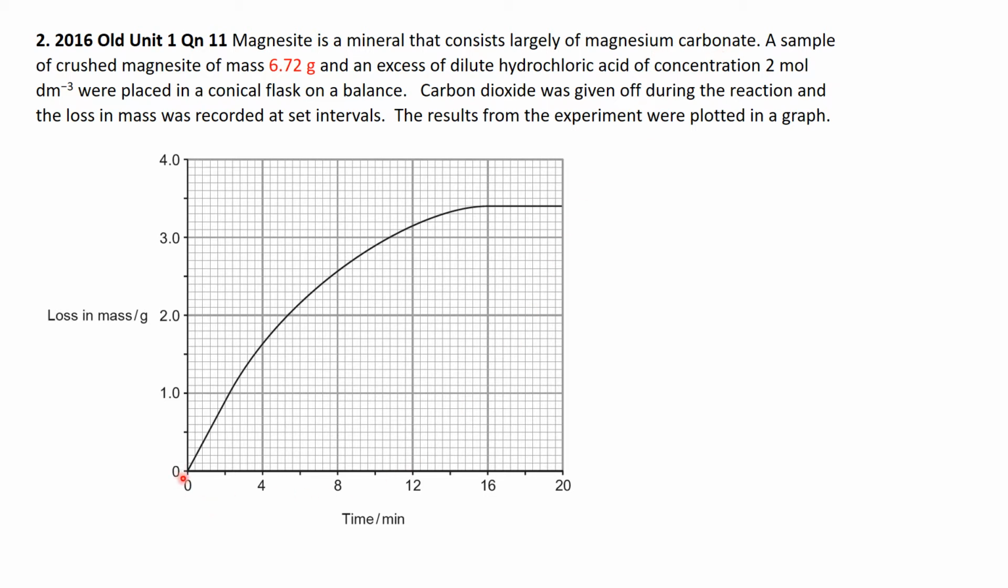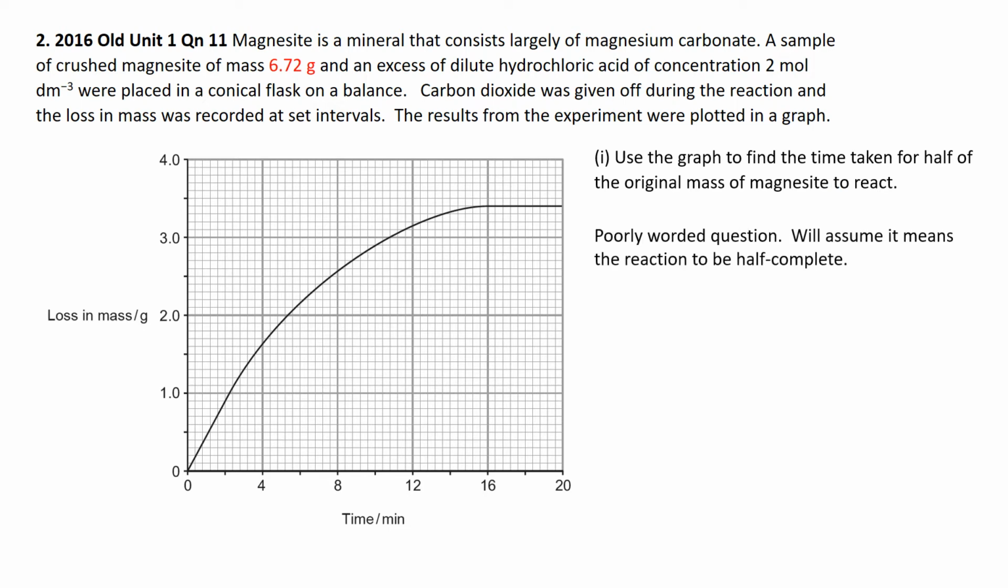And here's the graph of the loss in mass. And that loss in mass is, of course, the CO2 just vanishing off. So we make CO2 rather quickly, then it diminishes as we're doing it until ultimately it gets level there. Now, this first question is a terribly written experiment question. What one has to do is, we're going to assume that we find from the graph the time taken for half of the original mass to react.